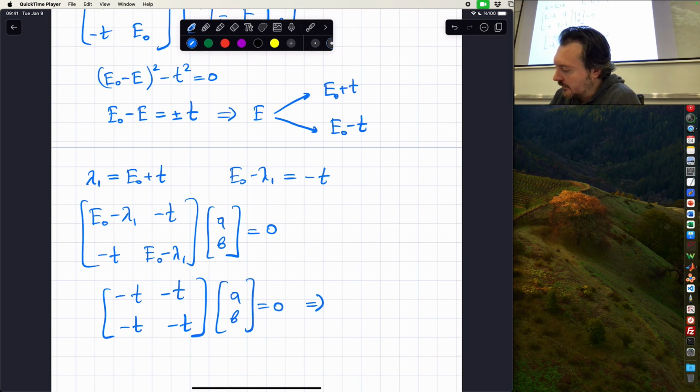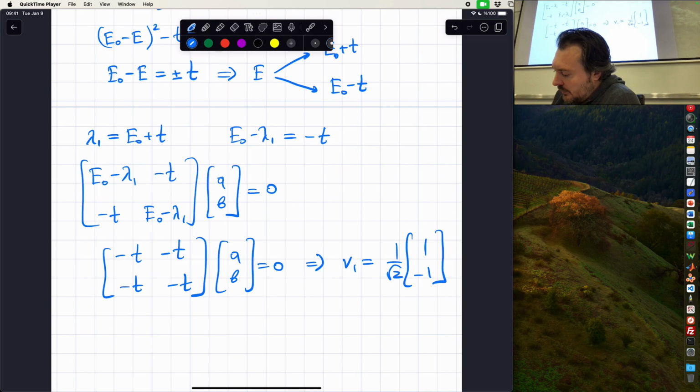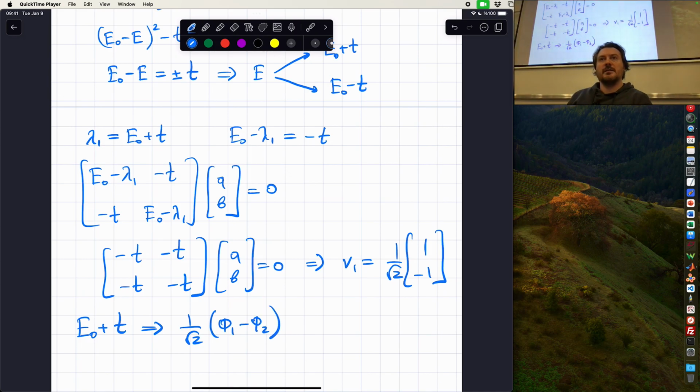This tells you that the first eigenvector is 1, minus 1, with 1 over square root 2. Do you agree? Everyone? Yes? So your first solution, E0 plus T energy, corresponds to 1 over square root 2 times phi 1 minus phi 2. That's the solution, right? Because A and B were coefficients.